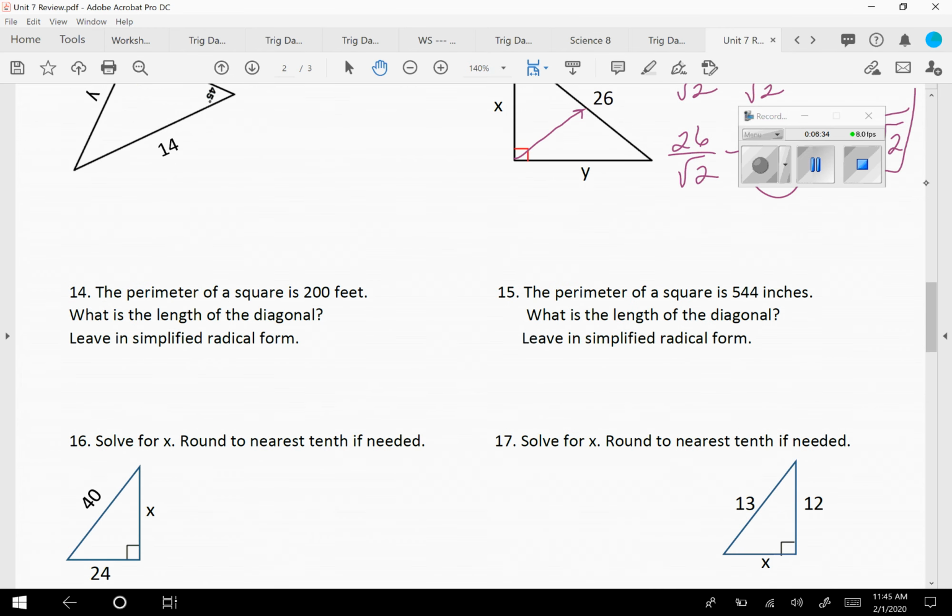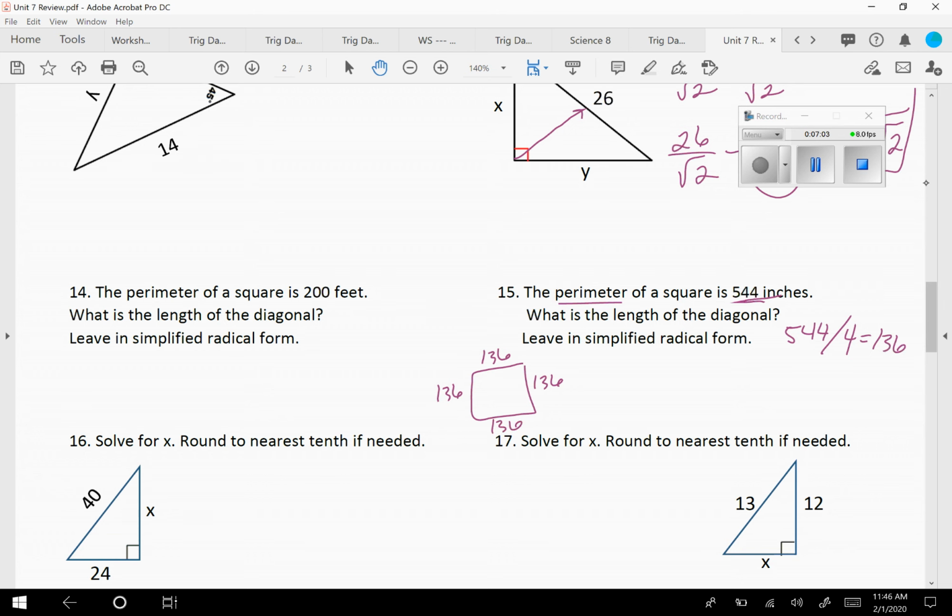Question 15. The perimeter of a square is 544 inches. Okay, automatically, stop right there. Draw your square. Perimeter is 544. Step 1 is to always divide by 4. So take 544, divide by 4, and you get 136. So the sides of your square are 136 inches.